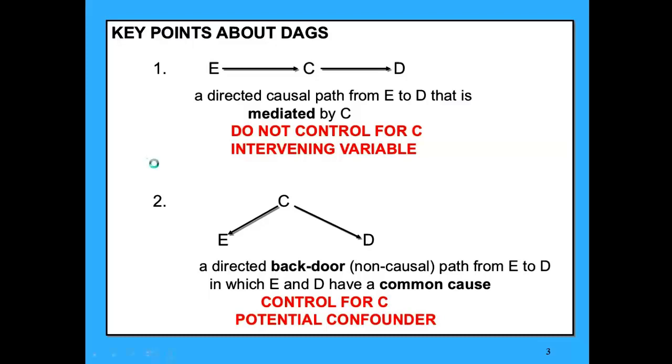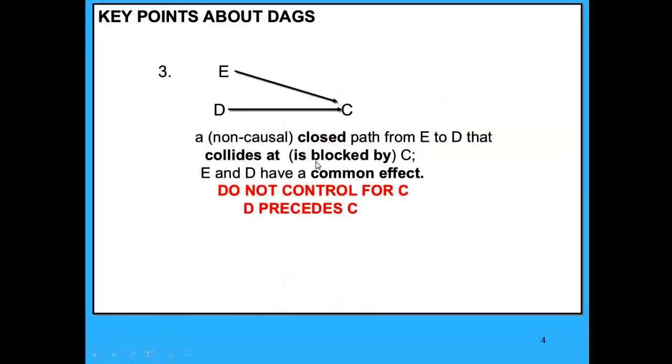In fact, it can get more complicated. Remember this thing called a collider? I'm sure you love that, right? If you had a picture like this, E and D go to C, and C is the collider, you don't want to control for C because it's coming after D. So it doesn't make any sense. But there are some other things we could say about that.